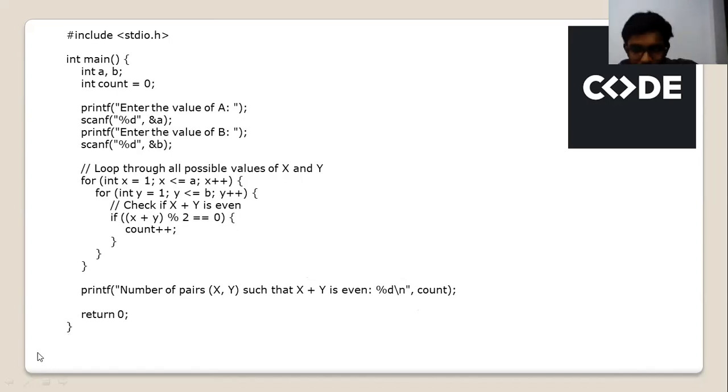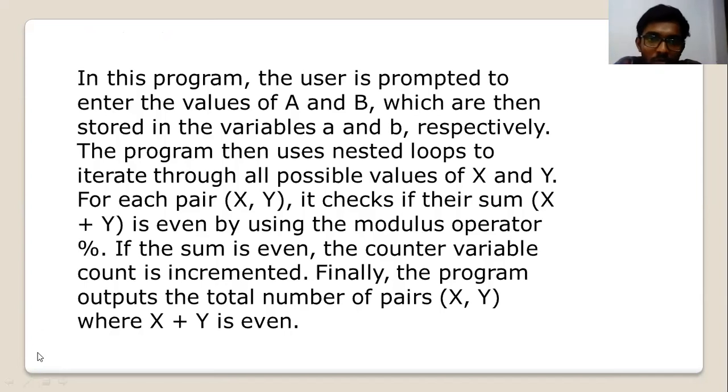Okay, next. In this program, the user is prompted to enter the values of a and b, which are then stored in the variables a and b respectively. The program then uses nested loops to iterate through all the values of x and y. For each pair x comma y, it checks if the sum x plus y is even by using the modulus operator. If the sum is even, the counter variable count is incremented. Finally, the program outputs the total number of pairs x comma y where x plus y is even.